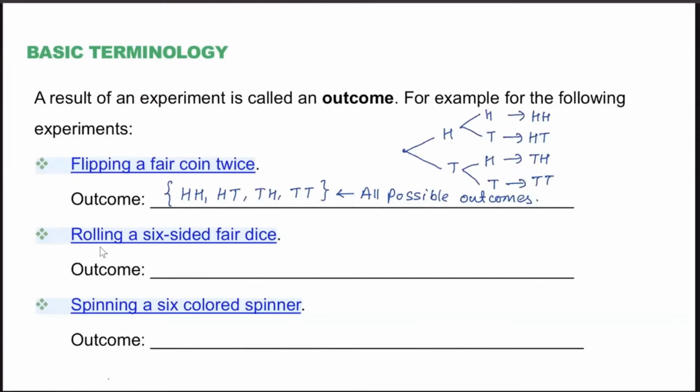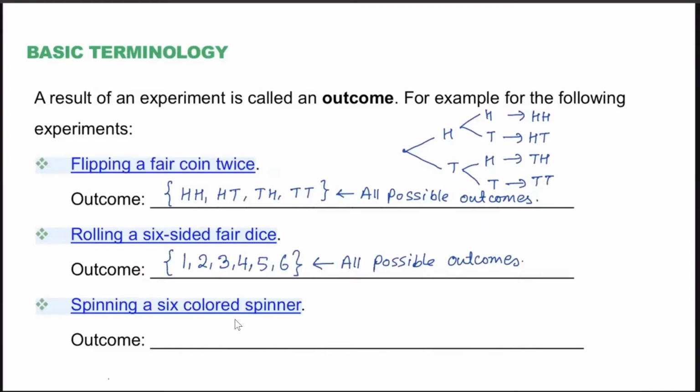Let's look at this one. Rolling a six-sided fair dice. When you roll a dice, what do you get? What are the possible outcomes? You may get a 1 or 2 or 3 or 4 or 5 or 6. So these are all possible outcomes. You can also write this in your note catcher. And the last one is spinning a 6-color spinner.